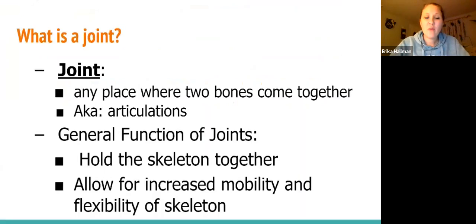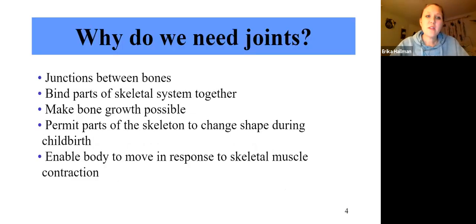First of all, if we define a joint, we also use the word articulation to define a joint. It's any place where two bones come together. The general function of these joints is that it allows our skeletal system to come together. It allows us to have mobility because it's the fulcrum of the levers of our skeletal system, and it allows us to have flexibility. So we need joints between our bones in order to move.